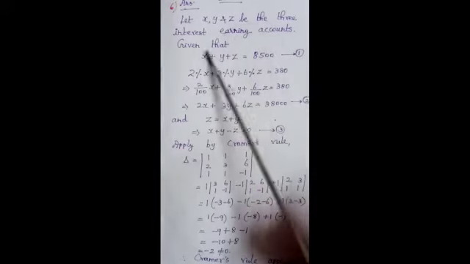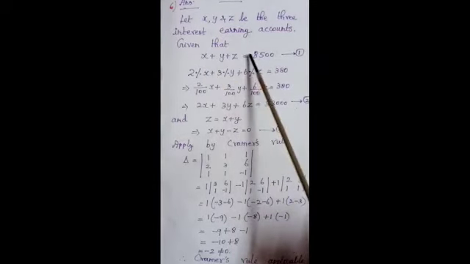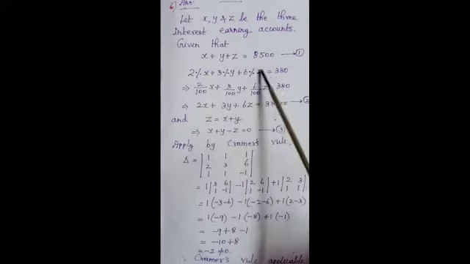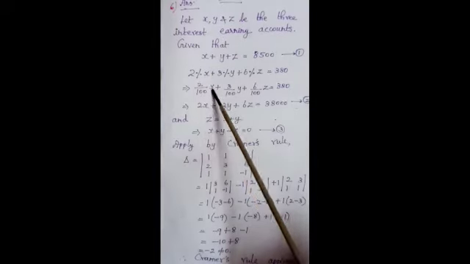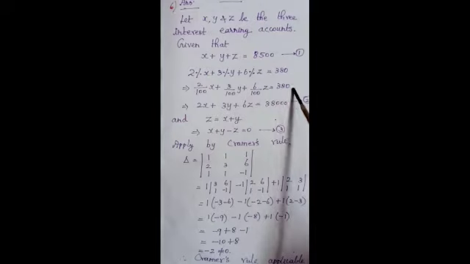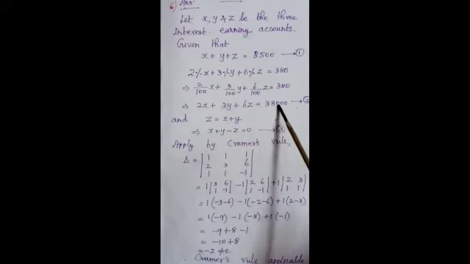Solution. Let X, Y and Z be the 3 interest earning accounts. Given that the sum of the 3 accounts is equal to 8500, so X plus Y plus Z is equal to 8500. Consider this equation 1. And also given that 2% of X plus 3% of Y plus 6% of Z is equal to rupees 380. That is, 2 by 100 into X plus 3 by 100 into Y plus 6 by 100 into Z is equal to 380. Then by cross multiplication we get 2x plus 3y plus 6z is equal to 38,000.